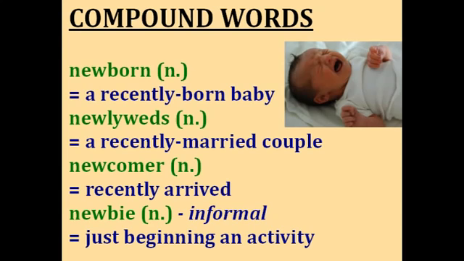4 compound words with the word new. A baby that has just recently been born is a newborn, like the baby in the picture. He's probably still in the hospital. That's a newborn. And 2 people who have just recently been married are newlyweds. That comes from newly and wedded, or wedding, which is the word for the marriage ceremony.